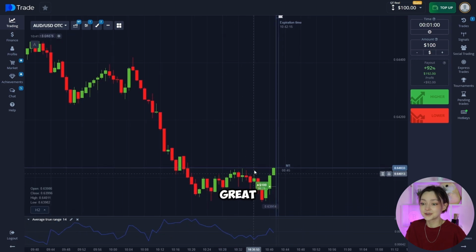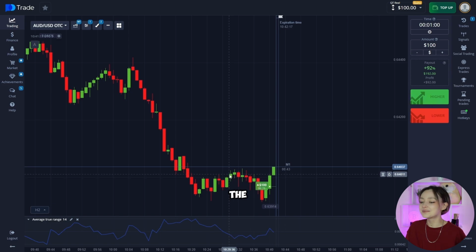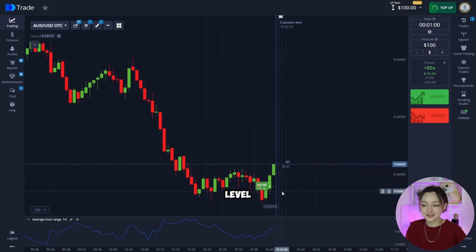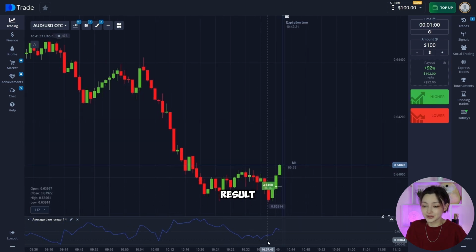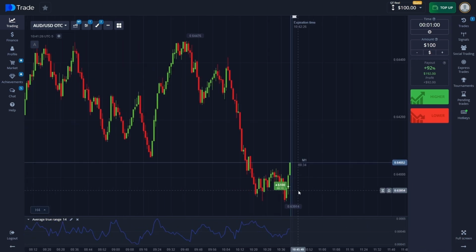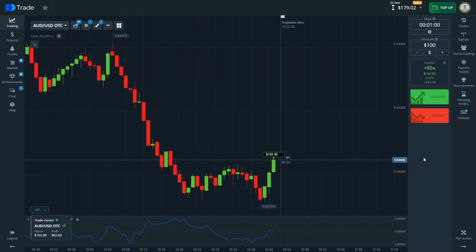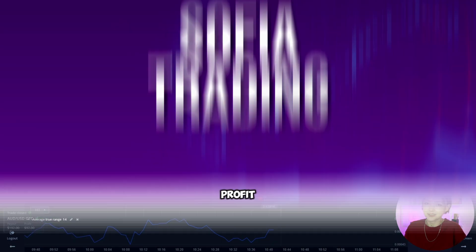By the way, look what a great motion we managed to capture. The price has even reached the resistance level. That's a really nice result, and I'm now certain this trade will succeed. Yeah, the trade closed at a profit.